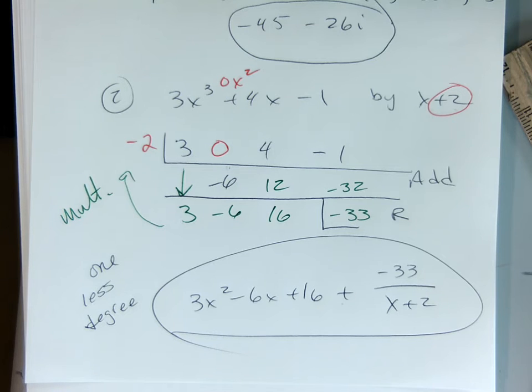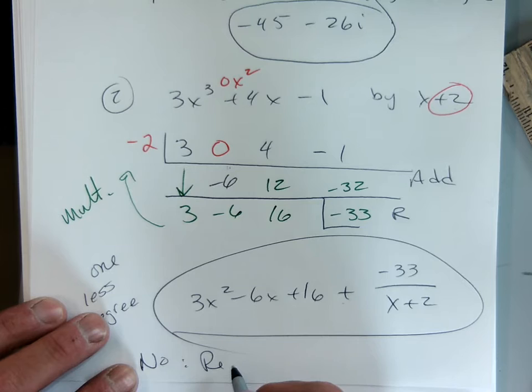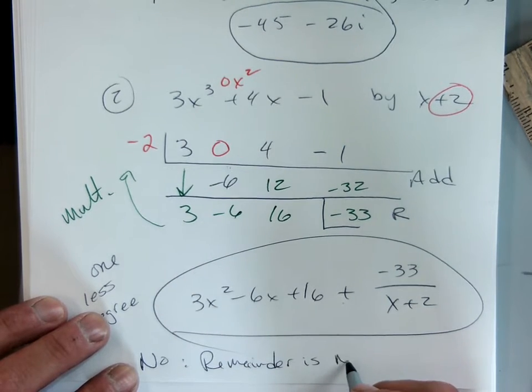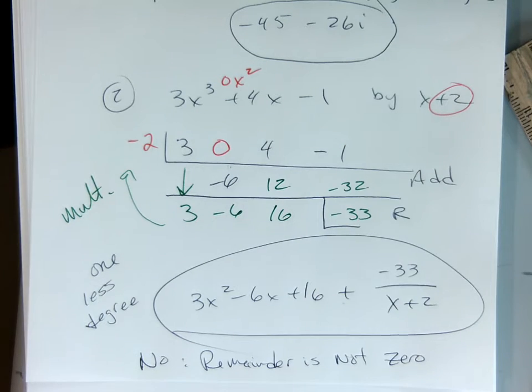Lauren, absolutely right, okay? So now, is it a factor? No. Why do you say no? Because we just said negative 33. Remainder is not 0, right? That's the biggie right there. Remainder's not 0, so it's not a factor. How am I doing? You guys can do this, right? Tomorrow you're good? Okay, turn the page.